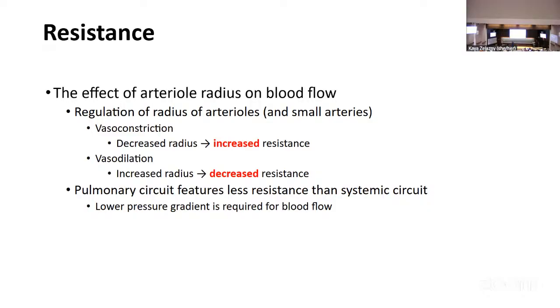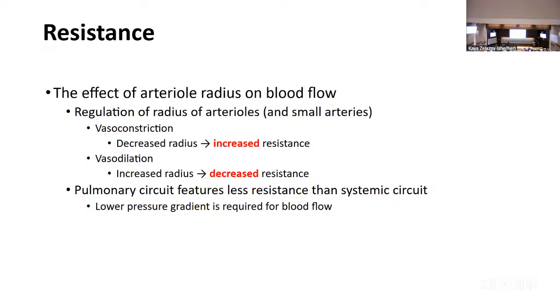Right? So coming out of the heart, we're starting with our big arteries. You'll see those in lab. We branch and we branch and we branch. Every time we branch, we get a little narrower till we get to arterioles. You don't really see arterioles in lab, okay? But they're super important. This is where that regulation of resistance is going to come in.